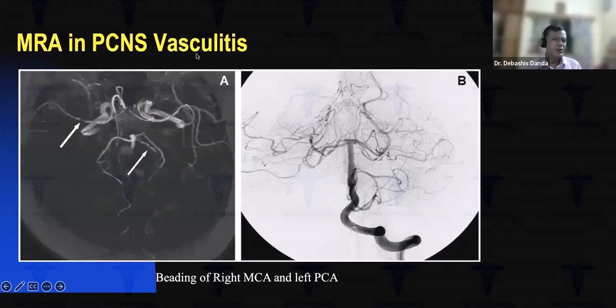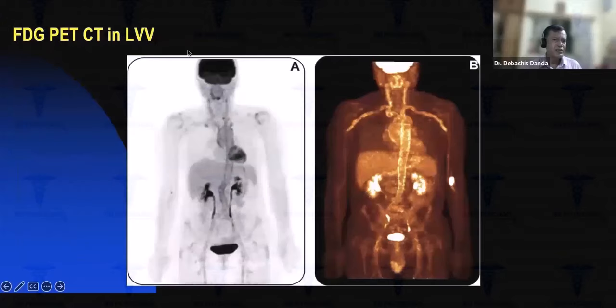So primary CNS vasculitis, you can see beading again here in the middle cerebral artery and the left posterior cerebral artery distribution. So the FDG PET scan, the PET CT, can be done. PET MRI also can be done. In large vessel vasculitis it shows the aorta is lighting up with activity.